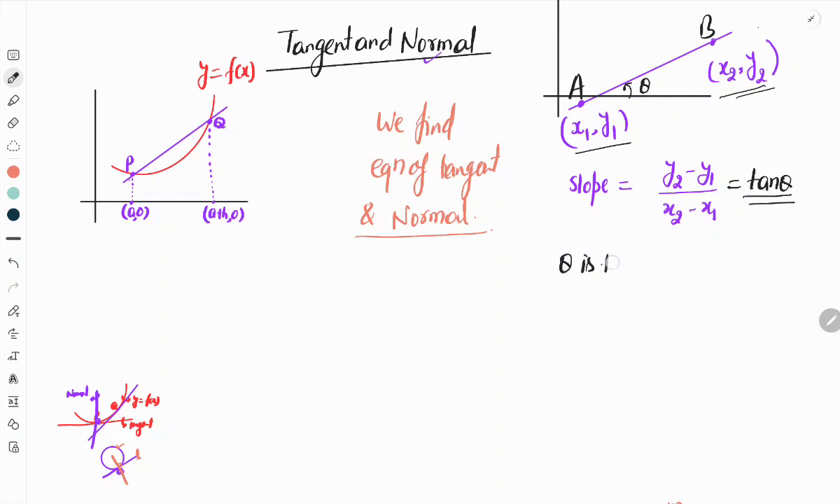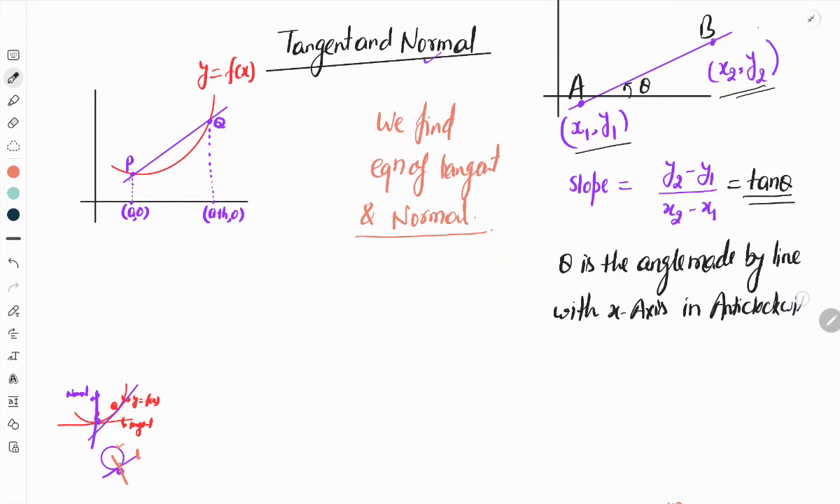Theta is the angle made by the line with the x-axis in the anti-clockwise direction. So theta is this one. So whenever I say what is the slope, then slope is equal to (y2 - y1) / (x2 - x1), which is equal to tan theta.